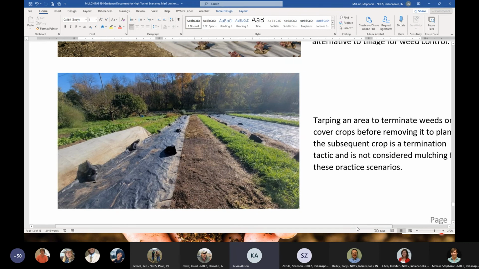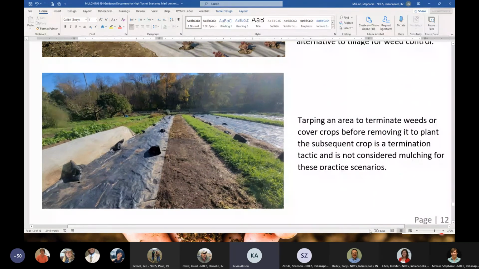This was another point of interest, but you'll see the tarps in this picture. These are actually going to be removed before the next crop is planted. These are usually silage tarps that are being used to terminate vegetation, whether that be an existing crop or a cover crop. So we determined that tarping an area like this for a temporary amount of time is not going to be considered mulching under these practice scenarios.